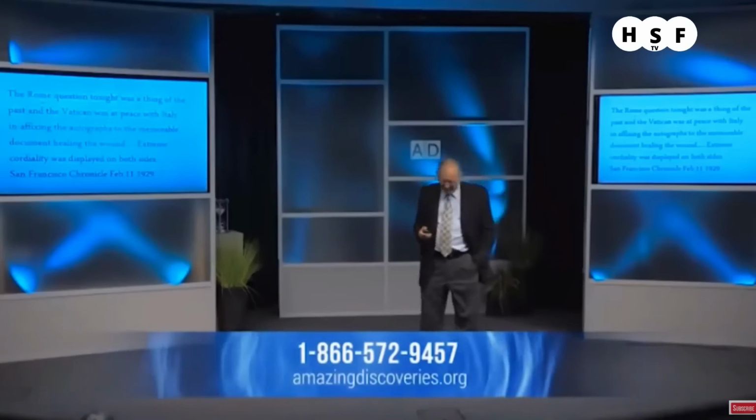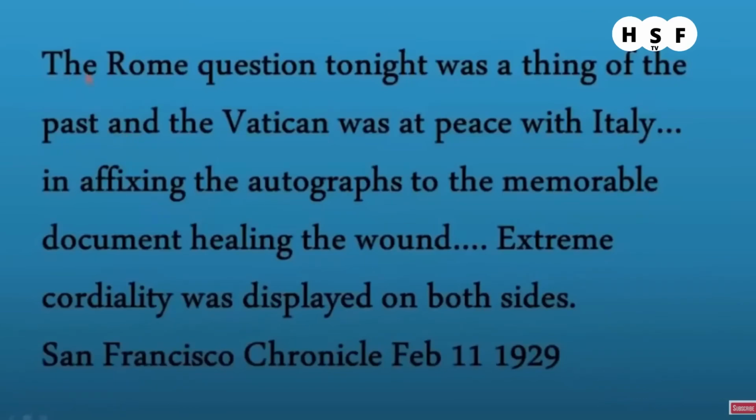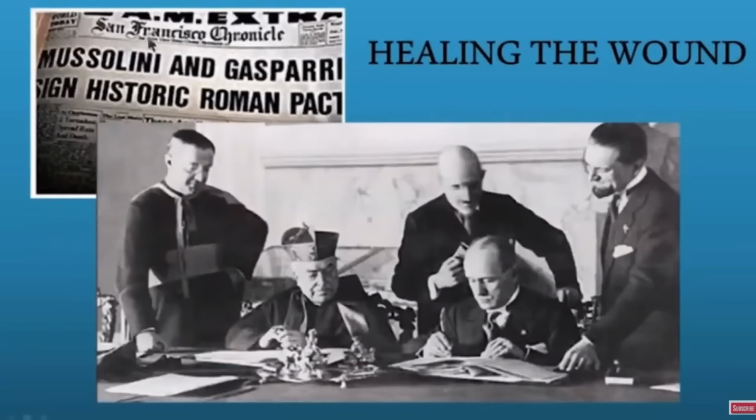Well, what happened and how did Rome get its power back? Well, it happened in 1929. The Rome question tonight was a thing of the past, and the Vatican was at peace with Italy. In affixing the autographs to the memorable document, Healing the Wound, extreme cordiality was displayed on both sides. So claimed the San Francisco Chronicle. So they even used the word healing the wound. So in 1929, there's the San Francisco Chronicle with the headlines, Mussolini and Gaspari sign historic Roman pact, healing the wound. Here they are seen signing it.